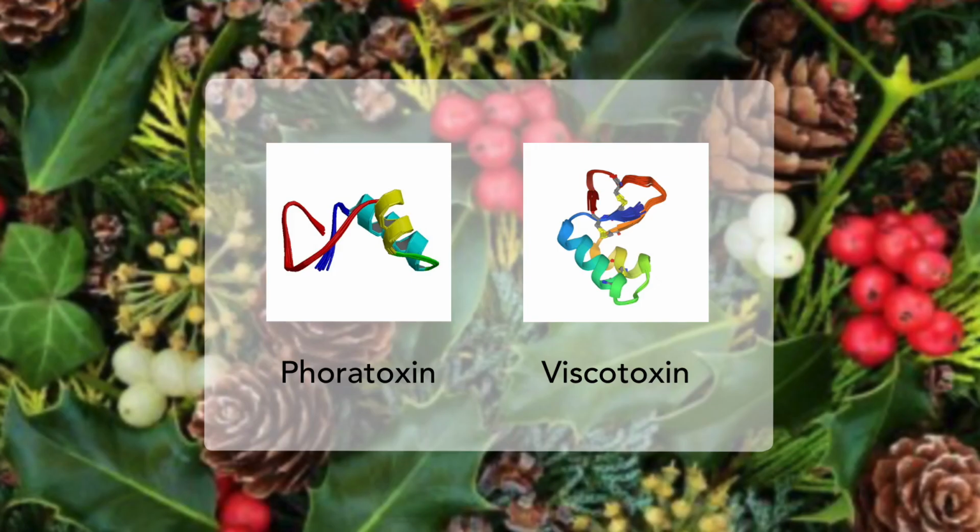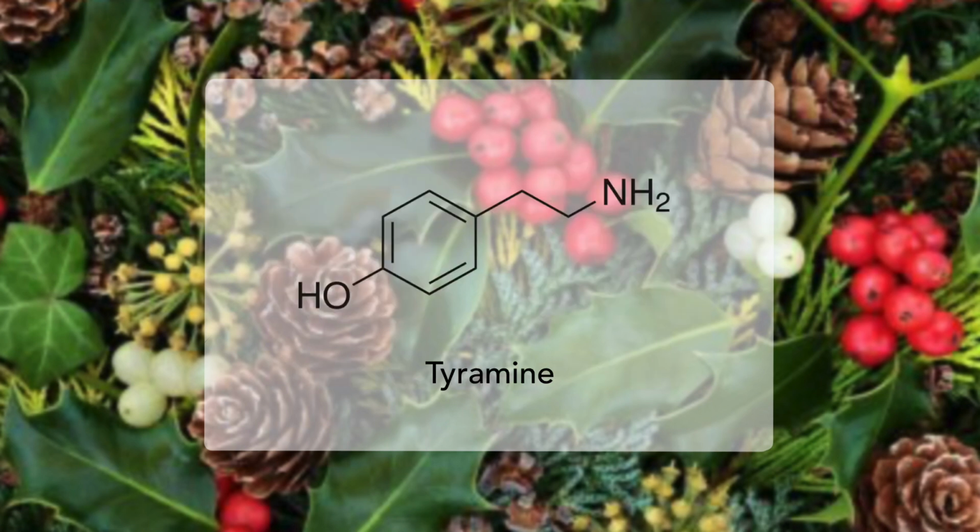Mistletoes contain the toxic peptides phoratoxin and viscotoxin, as well as the alkaloid tyramine. If you would for some reason end up ingesting some of the berries, it wouldn't directly kill you, but it would definitely lead to a lot of nausea and vomiting, so better stay away from that.